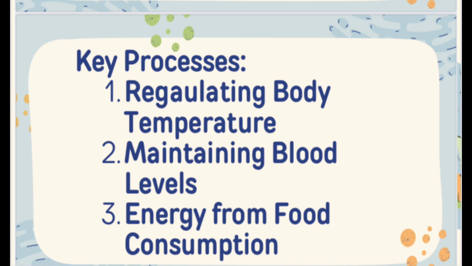The second is maintaining blood levels. Animals regulate blood pH, glucose, oxygen, and carbon dioxide levels. This is achieved through respiratory adjustments, renal regulation, and hormonal control. The third is energy from food consumption. Animals derive energy from nutrients in food, which is converted into ATP, which means adenosine triphosphate, through cellular respiration. This energy supports various bodily functions.